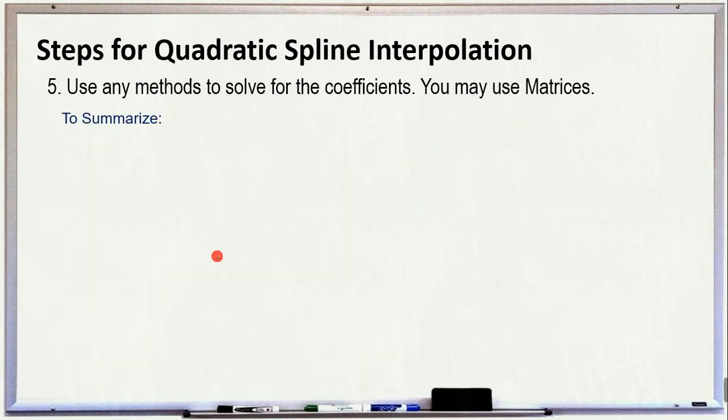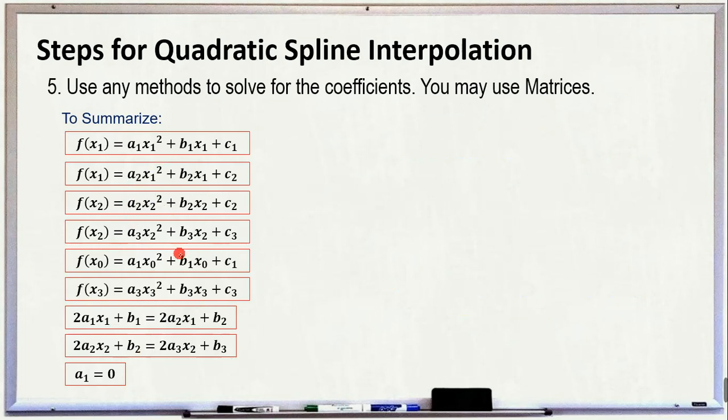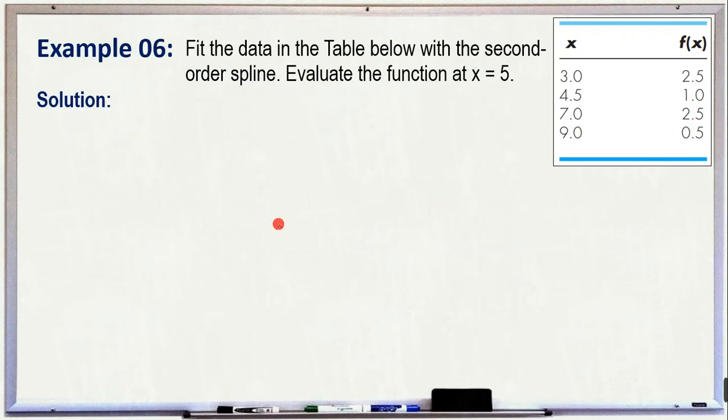And to summarize, these are our 9 equations. So to solve for our 9 unknowns, use any method to solve for this. You may use matrices. You can use Cramer's rule, the matrix inversion using the inverse of a matrix and some multiplication, or you can also use the lower upper decomposition method. So it's up to you which one of these methods you think is comfortable for you to use in solving these unknowns. Okay, let's try some examples.